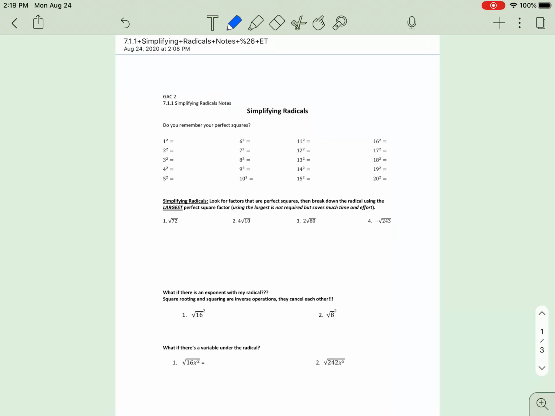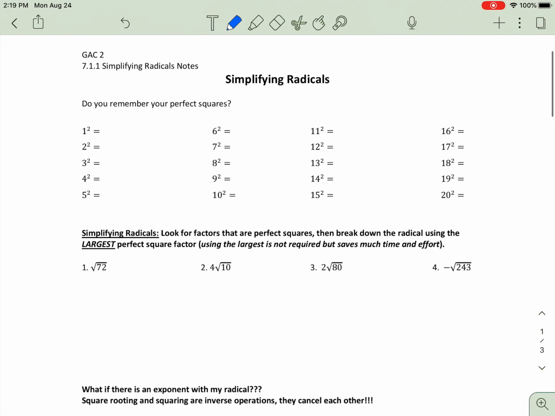All right, guys, day one. So we are going to start some notes today. We're going to talk about radicals. This is definitely a review from Unit 7, but obviously during that time there was e-learning. So we'll see what you remember.